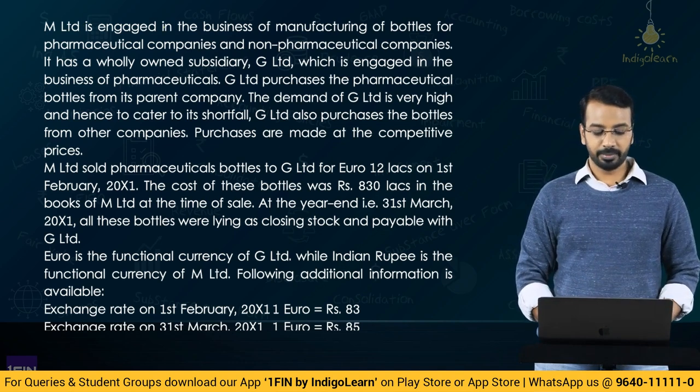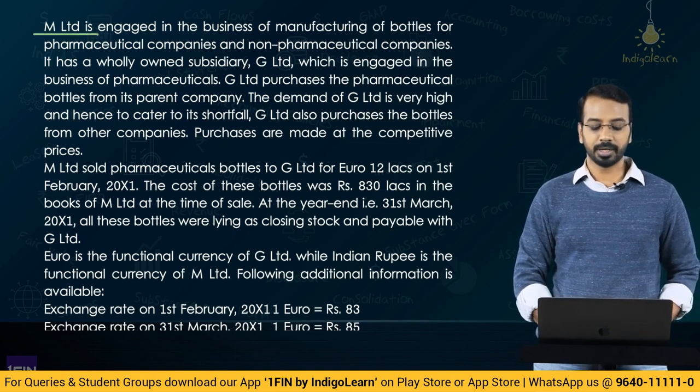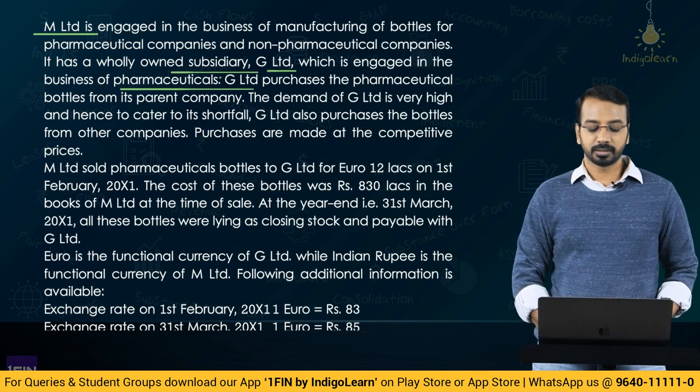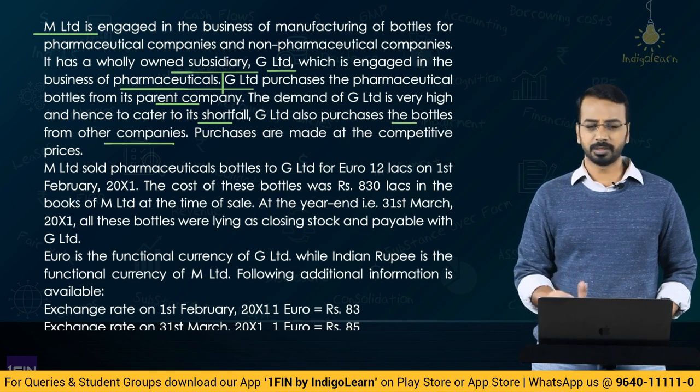So M Limited is engaged in the business of manufacturing of bottles for pharmaceutical companies, etc. Then it has a wholly owned subsidiary, G Limited, which is also engaged in the business of pharmaceuticals. The main thing starts from here. G Limited purchases the pharmaceutical bottles from its parent company. The demand of G Limited is high, and hence to cater to its shortfall, G Limited also purchases bottles from other companies. Doesn't matter, right?